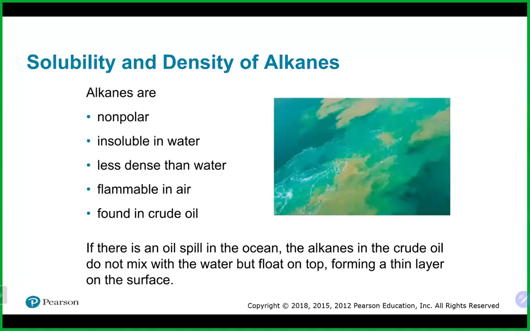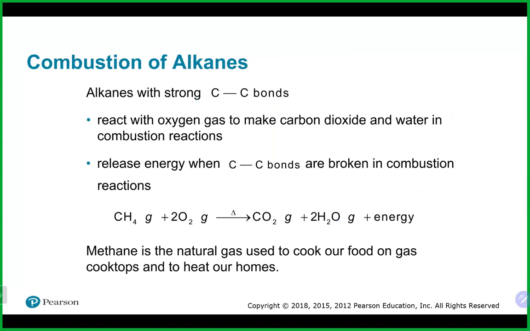Alkanes are flammable in air and found in crude oil. That's how they make all those things. Oil is just a giant long chain of carbons attached to carbons, and they break it up into smaller pieces like octane and gas, and they make different properties. We're going to finish up talking about alkanes and a couple of types of reactions that they undergo.